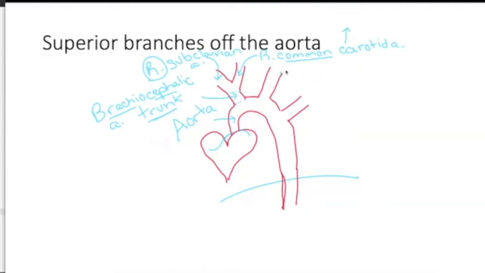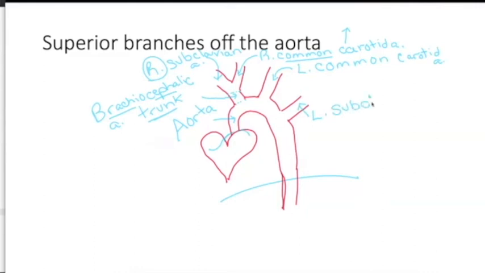This vessel right here, the next one off the aorta after the brachiocephalic trunk, is the left common carotid. And that's going to the left side of the head. So you'll see there's an asymmetry. The right and the left sides are not the same in their branching pattern. The right side has this extra brachiocephalic trunk that the left side does not. And actually, that is the left subclavian going to the left upper limb.